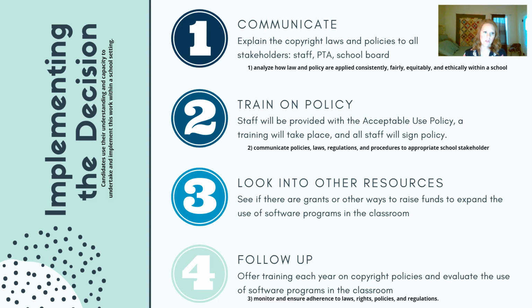So how would I implement the decision? First of all, I think communication is the biggest piece. You need to explain the copyright laws, policies to all stakeholders, and that includes your staff, PTA, school board. Then you need to train on the policy, so staff would be provided with an acceptable use policy. A training would take place that covers that acceptable use policy, and then all staff would sign the policy stating that they will not violate any of the regulations in there, and then they also know the consequences that come along with violating that policy.